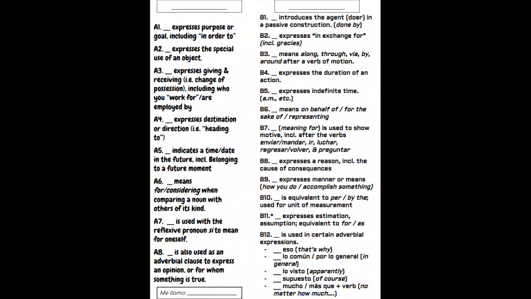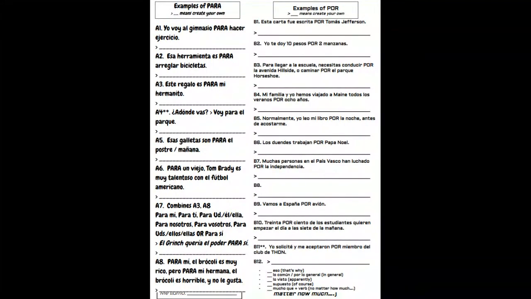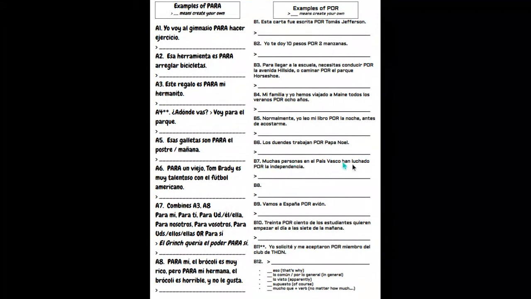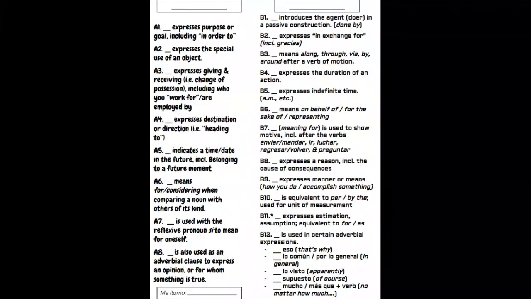And you could ask for something or ask about something. Preguntar. Okay, lots of examples for B7. So think of going back to your house for a phone or fighting for a cause. Muchas personas en el País Vasco han luchado por la independencia. Many people in the Basque Country have fought for independence.